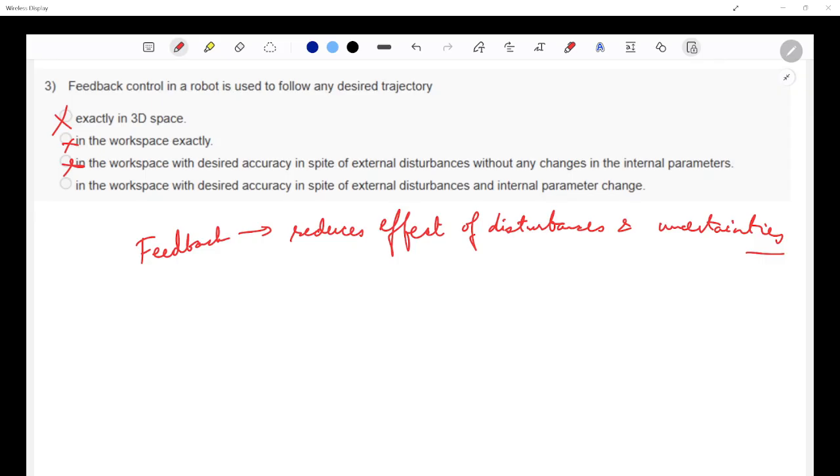The fourth option is with desired accuracy in spite of external disturbances and internal parameter change. Feedback control handles external disturbances, like if there is some load torque. It handles internal variations, like parameter uncertainty. It ensures acceptable accuracy and not perfection. All right, so this is the correct answer. So if the options contain exactly, we do not have to fall for it. We have to have desired accuracy and we need to be robust to disturbances.